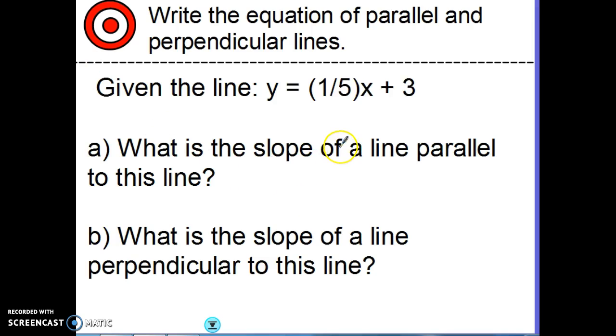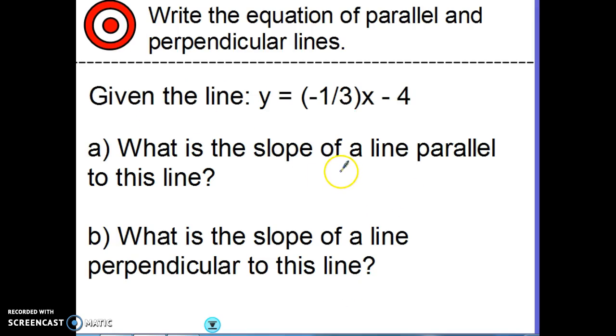Let's try this one. So the slope of a line parallel to this line. So this one's slope is 1/5. So the slope of a line parallel to that's going to be the same, 1/5. The slope of a line perpendicular to that, I'm going to need to take this and flip it over. So 1 over 5 is going to become 5 over 1, which would just be 5. And then this one's positive, so I need to make this one negative. It's a perpendicular slope.